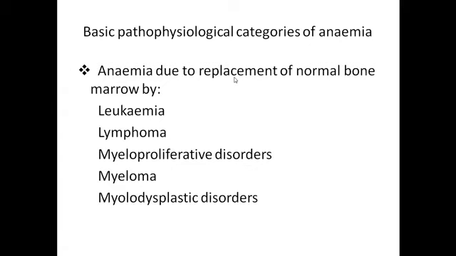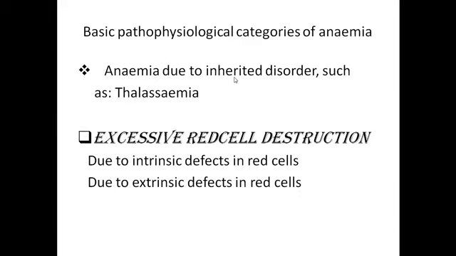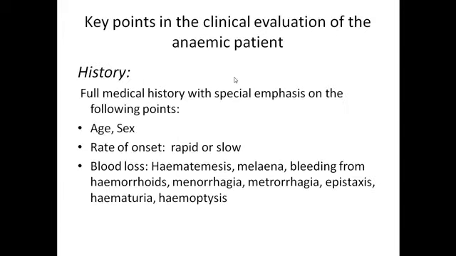Anemia due to replacement of normal bone marrow: leukemia, lymphoma, myeloproliferative disorders, myeloma, myelodysplastic disorder. Basic pathophysiological categories of anemia continue: anemia due to inherited disorders such as thalassemia, and excessive red cell destruction due to intrinsic defect in red cells.